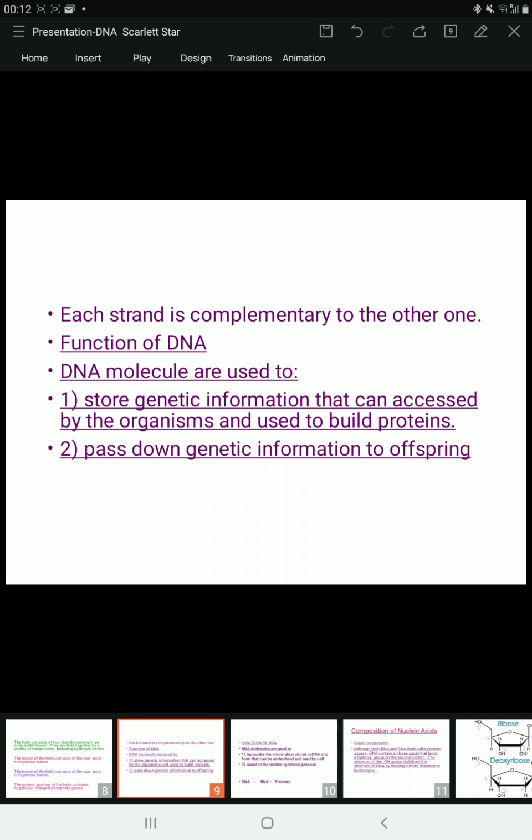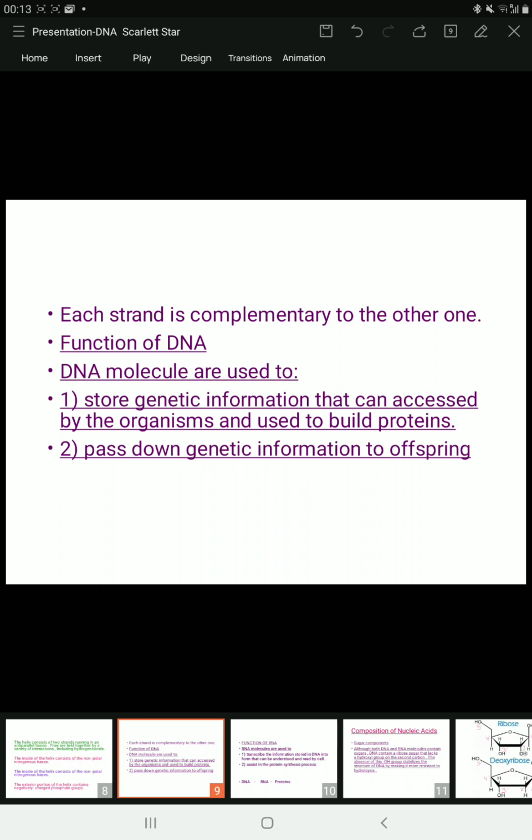Each strand is complementary to the other one. Complementary means that if you separate the DNA in the separating process, the daughter cells are going to contain one strand each. Let's discuss this later. So it's only the introduction of DNA.